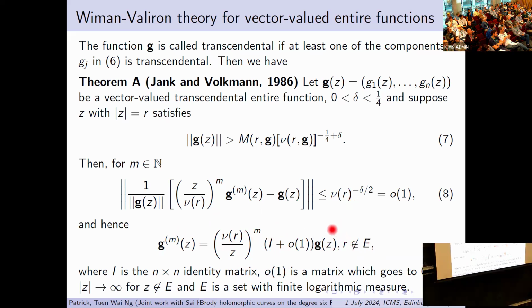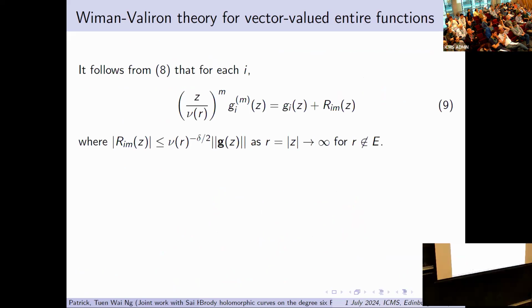Now in the form that we are going to use, it's actually better to write things in this way. So now you can deduce from the previous result for each coordinate function. You can also approximate the original function by the higher order derivative, and here there's an error term. The good thing about it is that now you have a uniform bound on this error term in terms of the norm of the original G.